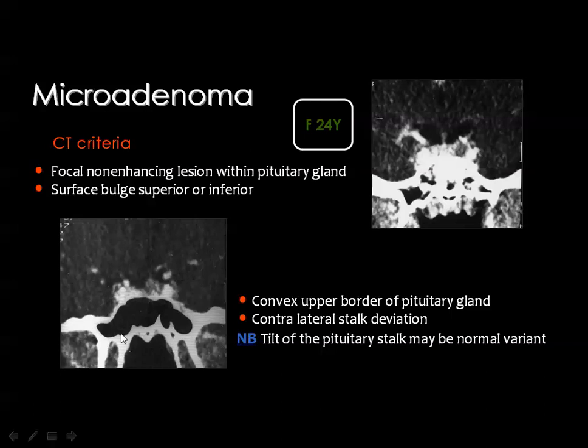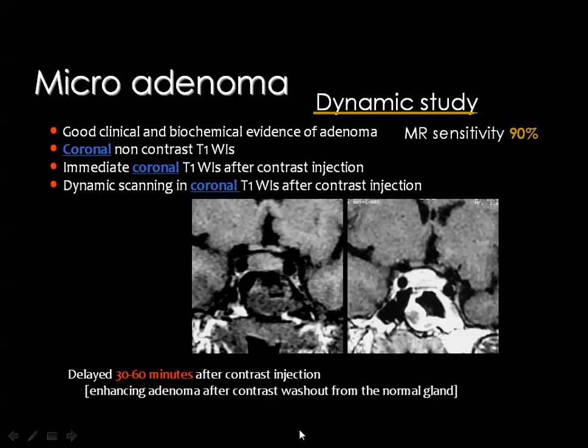Also, contralateral deviation of the pituitary stalk, meaning that if there is a pituitary microadenoma on the left, it may displace the stalk to the right, but you can appreciate that this is a weak sign, because here is an adenoma and the stalk is in the midline.